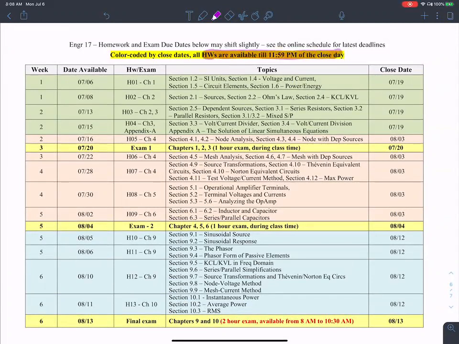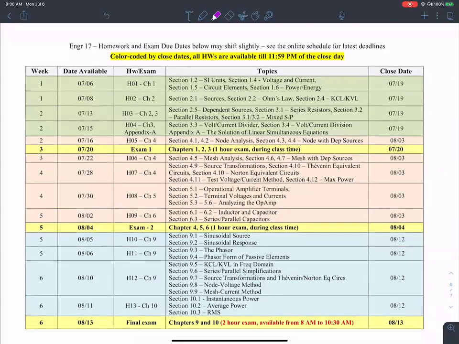All the homeworks are available until 11:59 p.m. of the close date, okay? Unlike the exams. Exams are strictly during the class time. You don't get until 11:59 p.m. of that day. Exams close right after the class time ends. That's 9:35, okay? So that's something you want to remember.